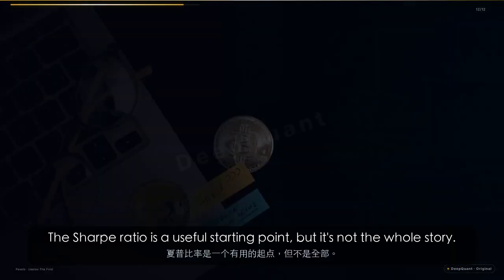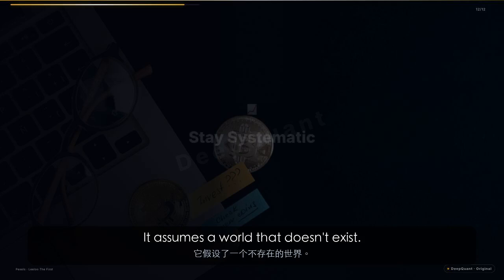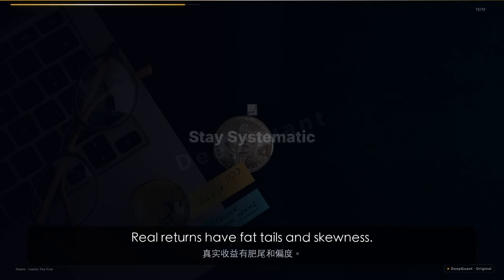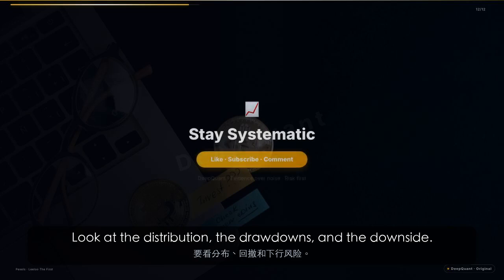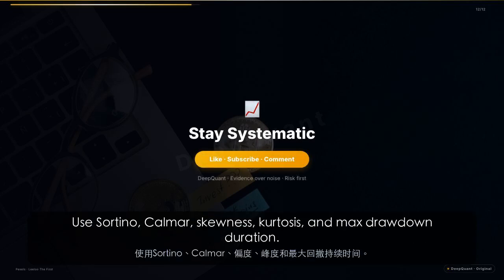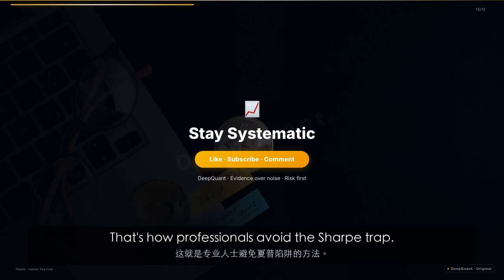The Sharpe ratio is a useful starting point, but it's not the whole story. It assumes a world that doesn't exist. Real returns have fat tails and skewness. Leverage can hide risk. If you're evaluating a strategy, don't just look at the Sharpe. Look at the distribution, the drawdowns, and the downside. Use Sortino, Calmar, skewness, kurtosis, and max drawdown duration. That's how professionals avoid the Sharpe trap.